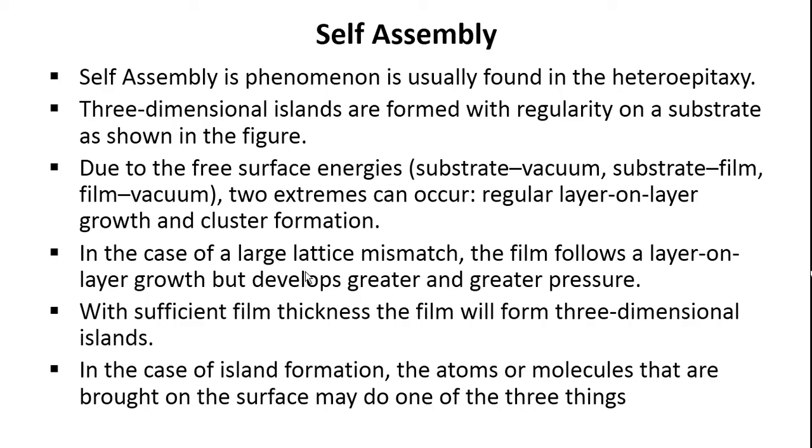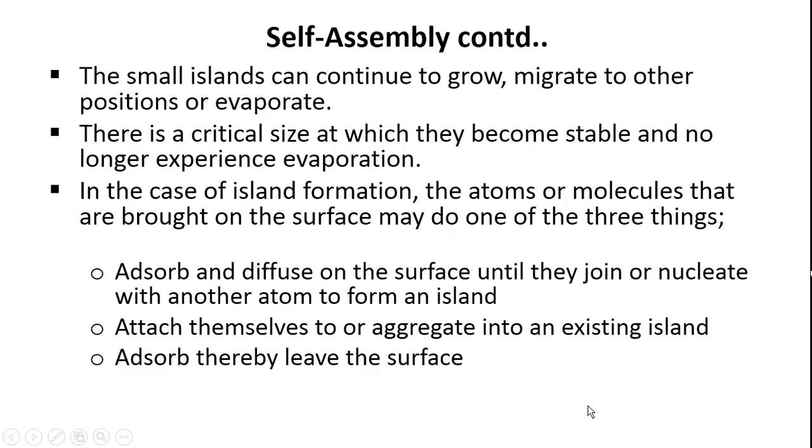In the case of island formation, the atoms or molecules that are brought to the surface may do one of three things. What are those three things? The small islands can continue to grow. Either the small island which is produced may continue to grow on the same cluster, or it can migrate to other positions on the material wafer surface, or it can evaporate. These three things can happen.